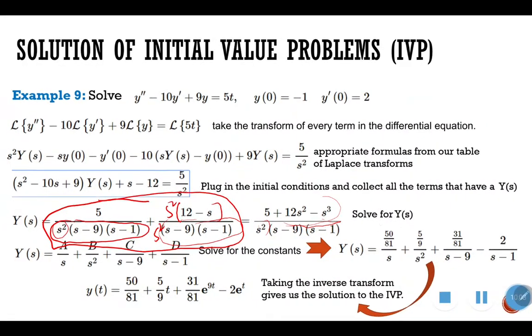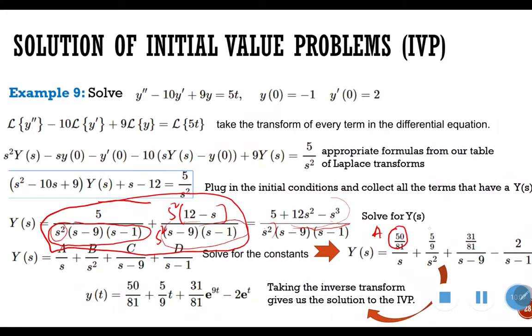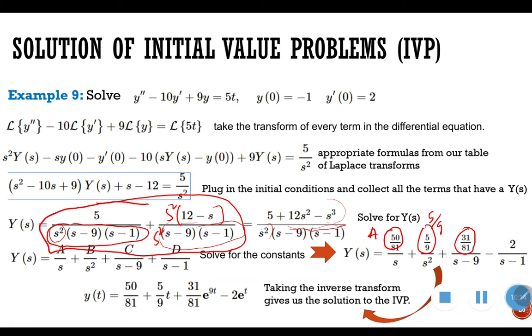Until we get A is equals to 50 over 81, B is equals to 5 over 9, C over S minus 9 is equals to this C, and our D finally equals to 2. So by having it in this form, then you can get the inverse of Laplace transform.